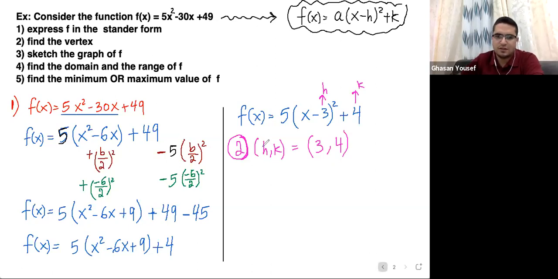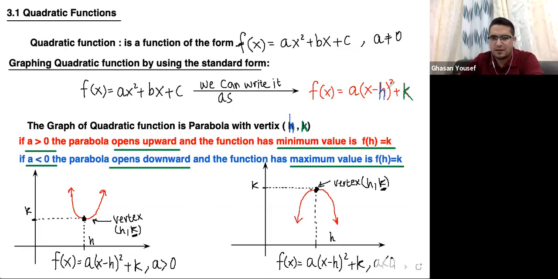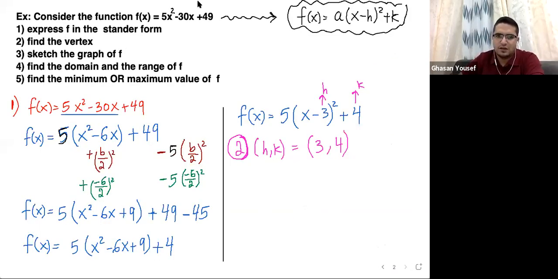Again, look at this. The vertex is h, comma k, the opposite sign of h, minus h, I mean, and the same for k. Now, for the third one, we need to sketch the graph of f. So this is the vertex. To sketch the graph, I need two things. First, I need to know the sign of A, is it positive or negative? Second, we need the vertex. So I'm going to do it in the next slide.